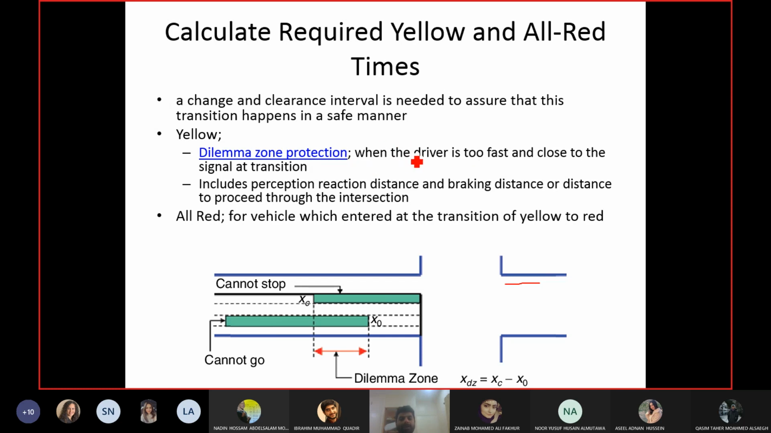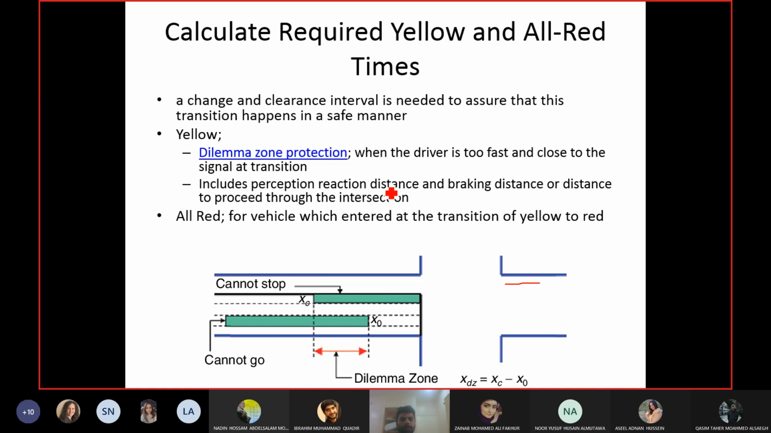So yellow is provided for the driver who is in the dilemma zone. What is the dilemma zone? You can see here, and they have mentioned it here as well. Dilemma zone is that distance from the signal when the driver is too fast and very close to the signal at the time of transition. When the signal became yellow, at that time the driver was too fast and too close to the signal.